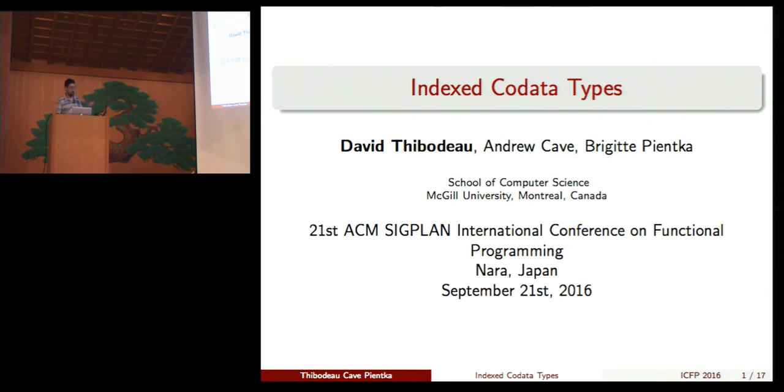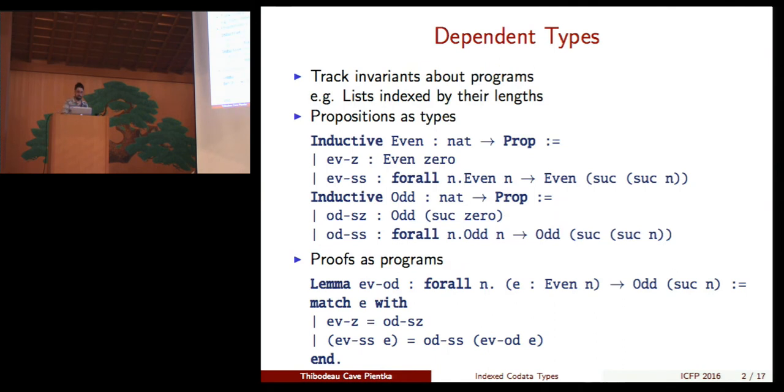So in order to start off with indexed types, we'll first talk about dependent types, because indexed types are a restricted version of that. We've talked a lot about dependent types this week. We know about tracking invariants about programming. I won't give you the vector example, because you've seen it plenty of times this week. But we can also do propositions as types.